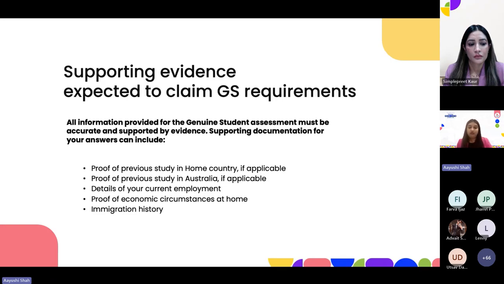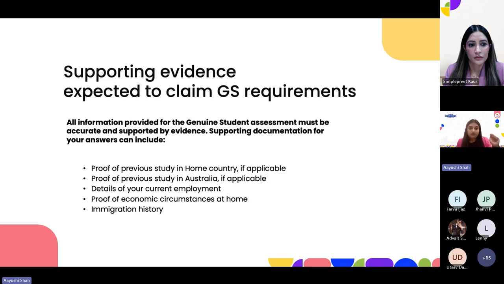You must give full clarity on what your immigration history has been, and what your travel history has been. Previous visa applications, if you have made any to Australia, your visa refusals, cancellations, because immigration history is one of the major factors that the department will be considering apart from applicant circumstances.